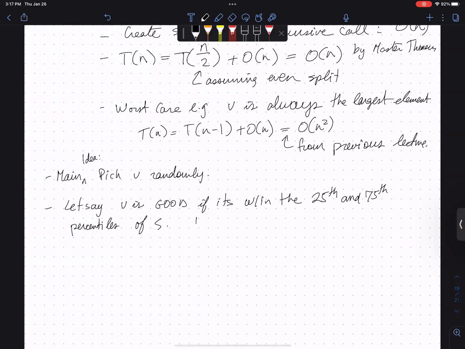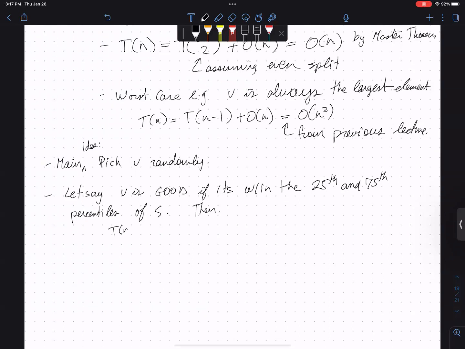So what happens if we're guaranteed it's good? Then T of n is, again, one recursive call plus O of n. So what's the size of that recursive call? Let's say V is barely good, at the 25th percentile. That means a quarter will lie in SL and 3/4 will lie in SR. If we're unlucky, we go to the bigger half, the half that's 3/4 of the full size. That's the worst that can happen to us. So the worst size of the recursive call is 3/4 of n.